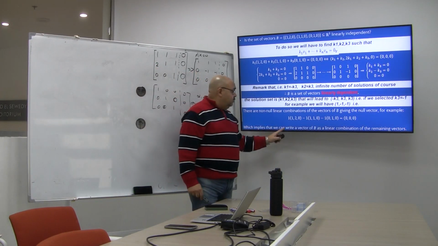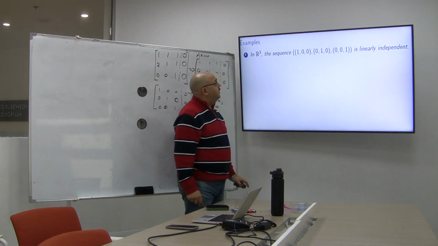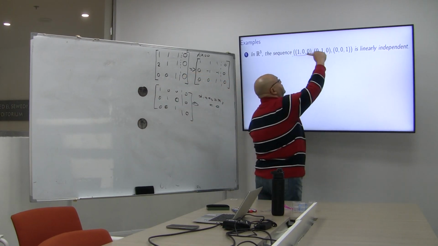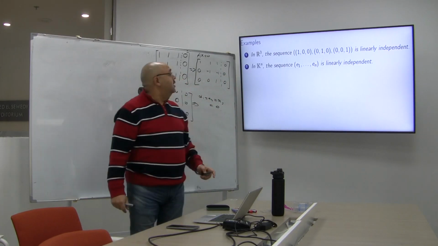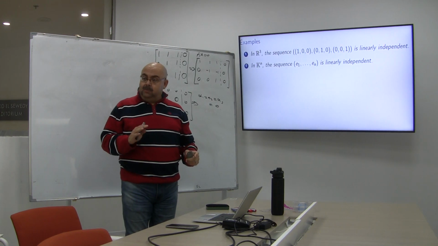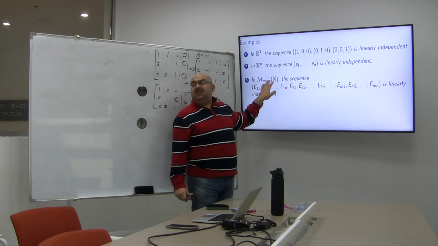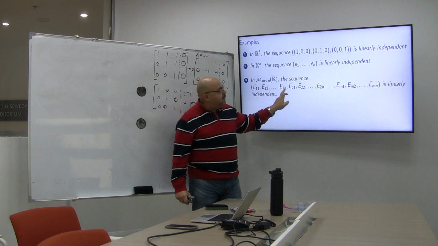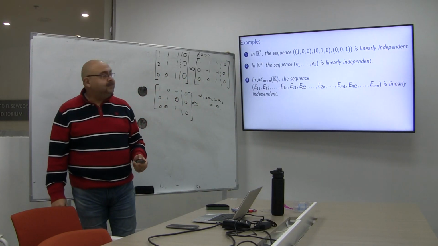Which implies that we can write a vector B as a linear combination of the remaining vectors. In R3, this sequence is linearly independent. In R3, that's the canonical form of R3, so it's linearly independent. Also, in any K to the power of n, the canonical form will also be linearly independent. For any m by n set of matrices, the bunch of matrices E11, E12, and so on, all of them are also linearly independent sets.